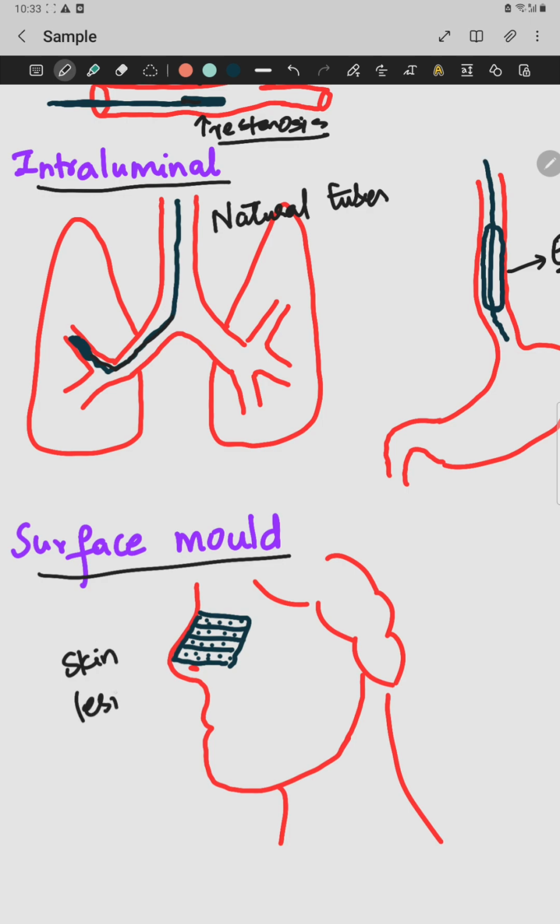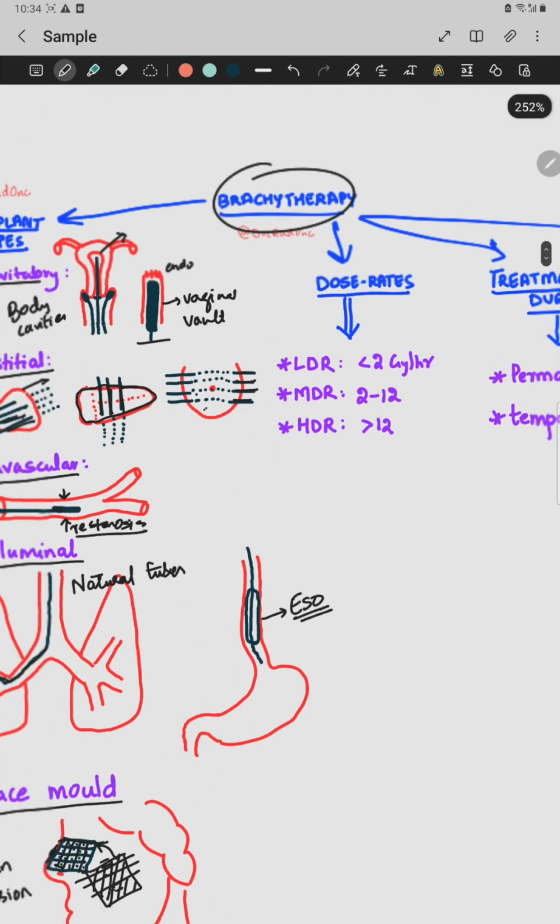Now next, coming to surface mold, which is usually used for skin lesions. It is on the surface, so you can use either wax material in which you have kept your radioactive sources, or needles have been pierced in the wax material, or something that you have used for surface mold formation. Then you apply the mold to the patient's shape as such. If the tumor is here on the nose, a skin lesion, you apply it like that. Now this was about the implant types.